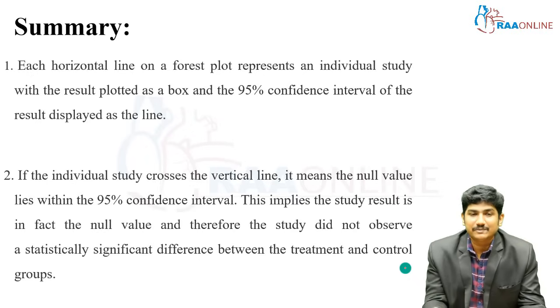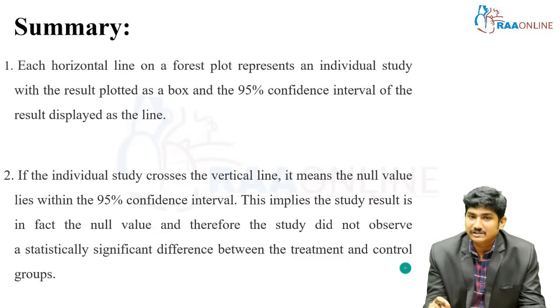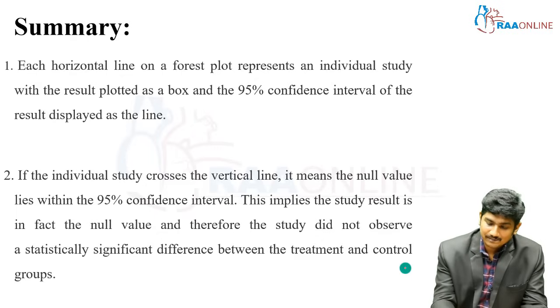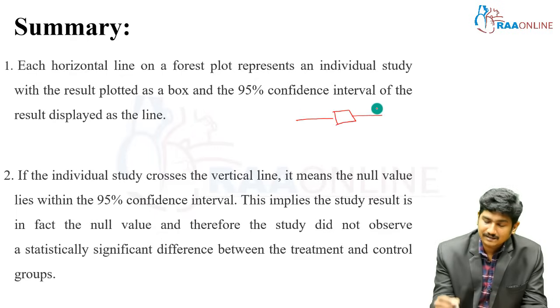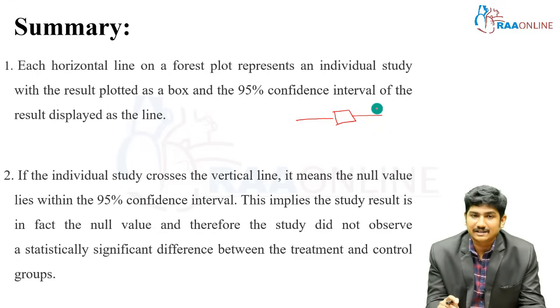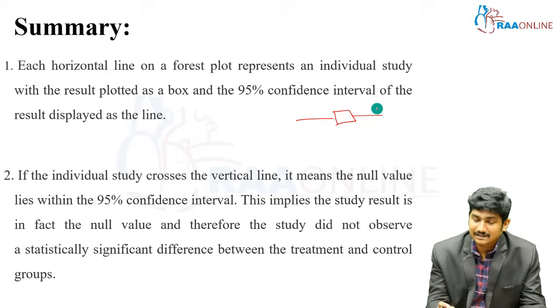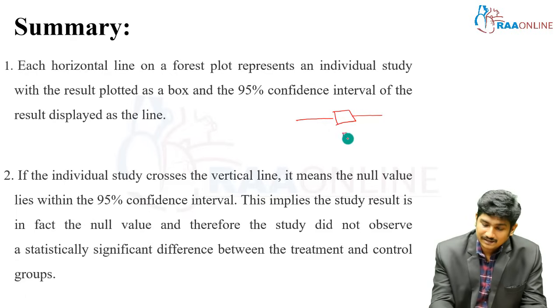So as a summary, each horizontal line of a forest plot represents an individual study, with the result plotted as a box and a 95% confidence interval displayed as a line. So you have a box and a line. Smaller the box, the number of participants is also less. Bigger the box, the number of participants is more. And second, the bigger the box, the shorter the confidence interval line. Smaller the box, the confidence interval line is also very long.